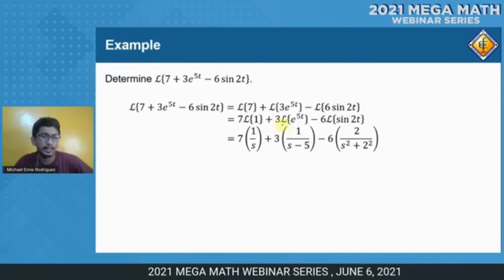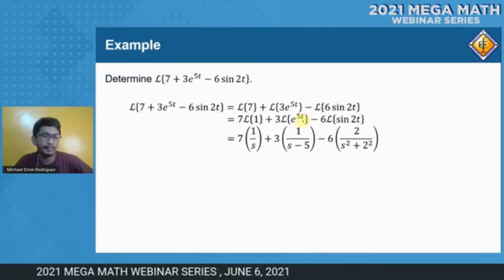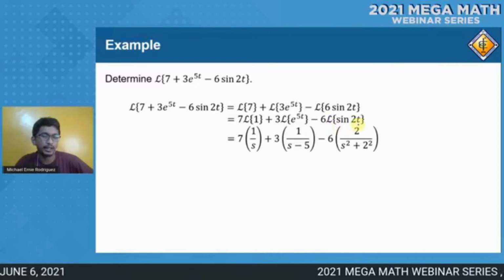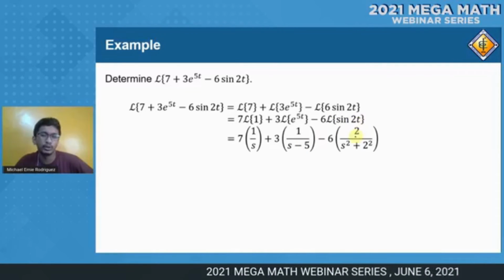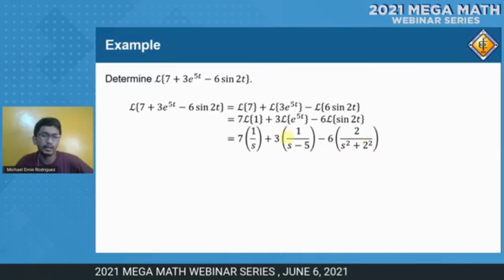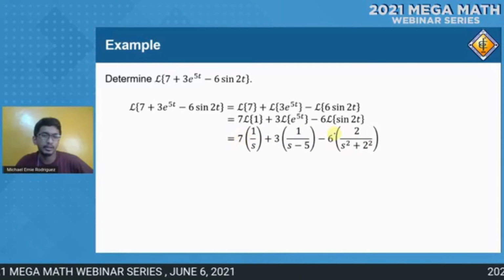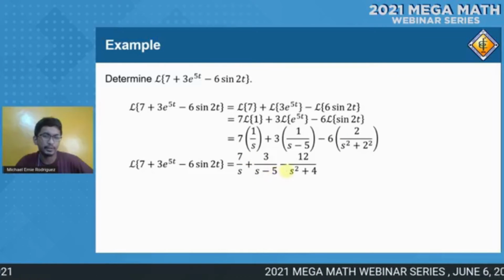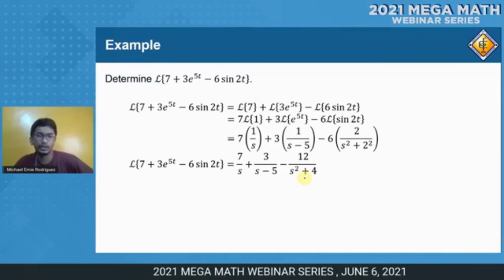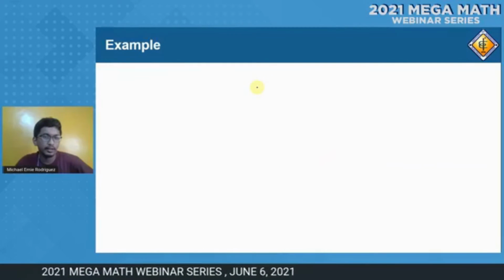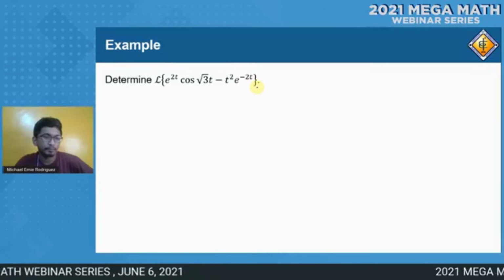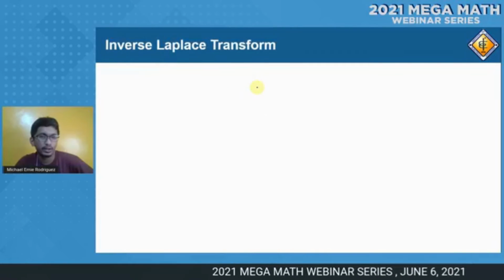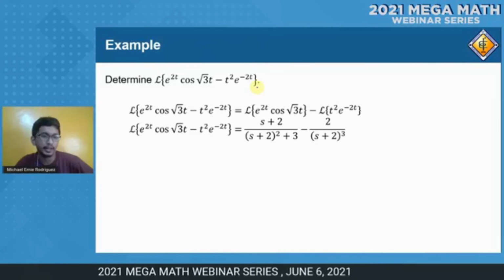And then, itong Laplace transform ng e raised to 5t, formula number 5. So, we have 1 over s minus 5. And then, yung Laplace transform ng sine 2t, formula number 8. So, we have 2 over s squared plus 2 squared. And then, distribute natin yung constants. So, our answer is 7 over s plus 3 over s minus 5 minus 12 over s squared plus 4. Okay, so ito yung ating answer. Okay? So, yung ibang example, sama ko na lang sa slides and then skip pa natin. Marami pa tayong discuss kasi meron pa tayong part 3.